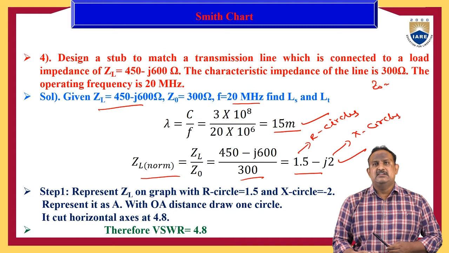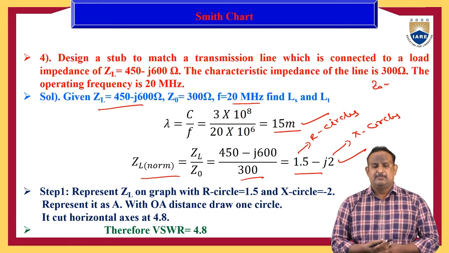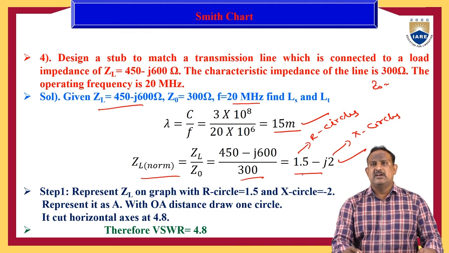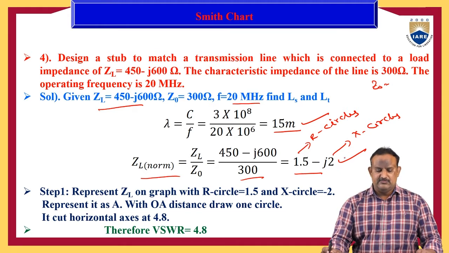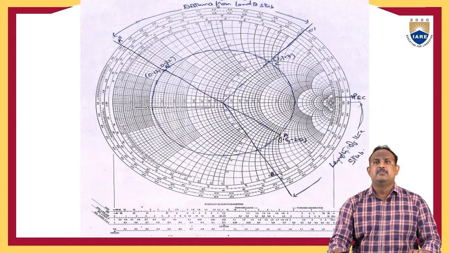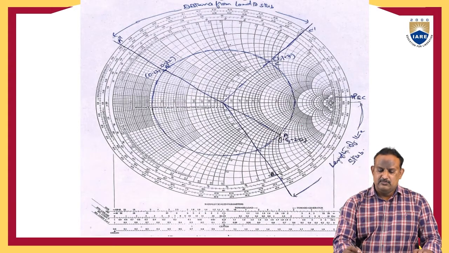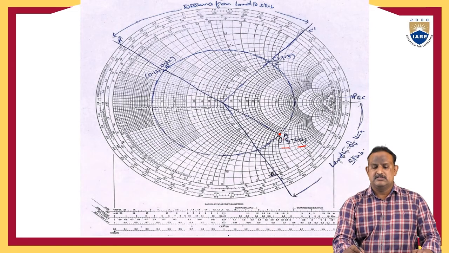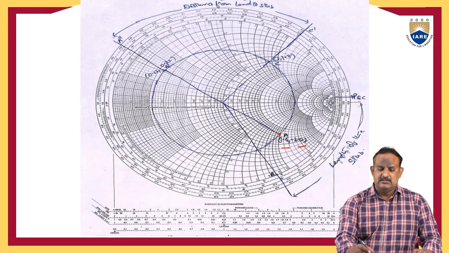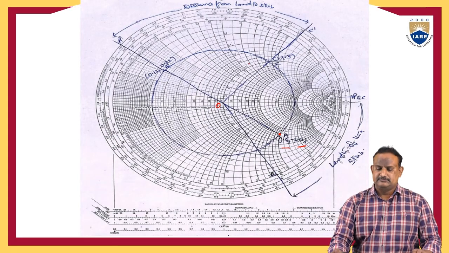Then step 1, we need to design the stub matching. Step 1: represent ZL on the graph, which is 1.5 minus J2, and assume that point as A. On the graph, 1.5 is the resistance circle and minus 2 is the reactance circle. Assume OA as the radius, where O is the origin, and draw a circle.